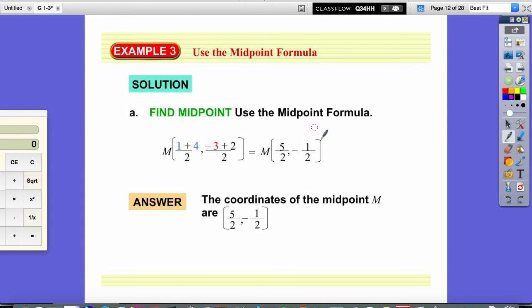This takes you through that math. They put 5 halves. Now that we're in geometry, we're going to go back to decimals. So if you put 5 halves, that's fine, but I put 2.5, as I said, and -0.5.